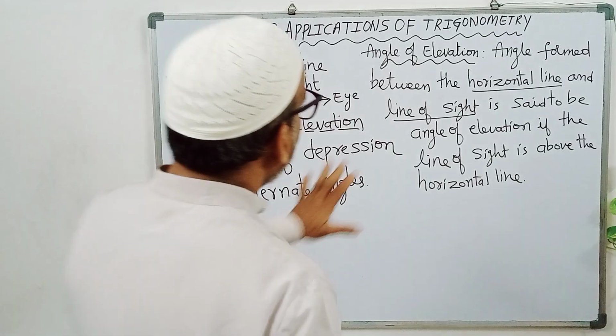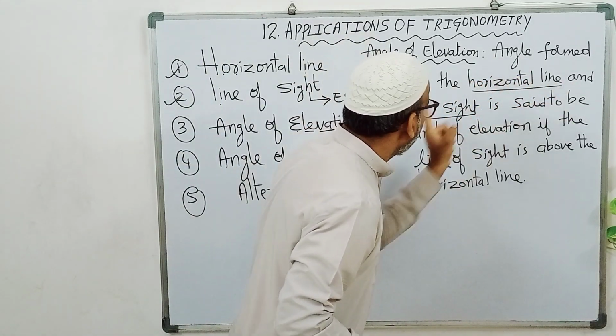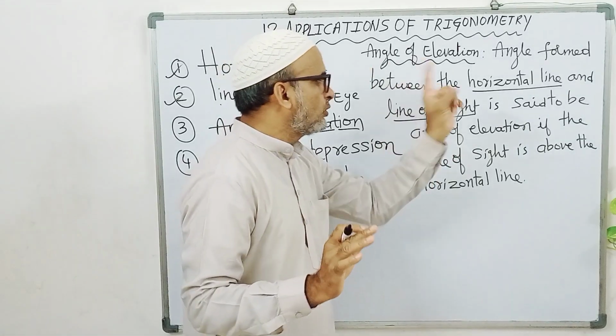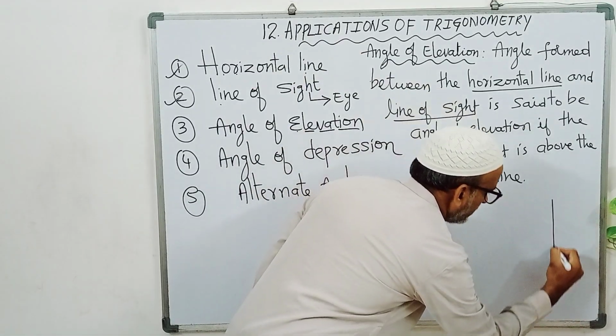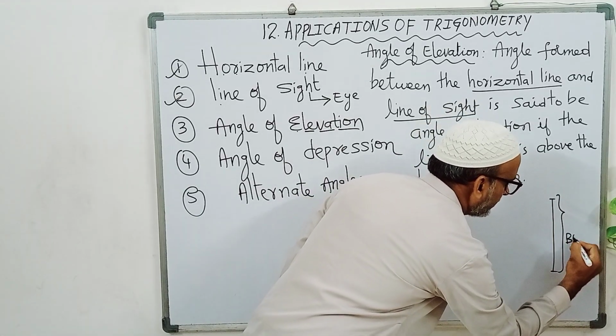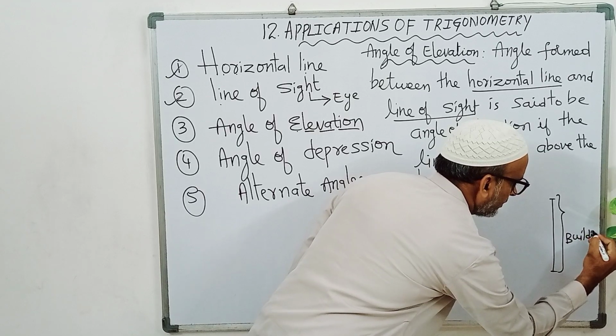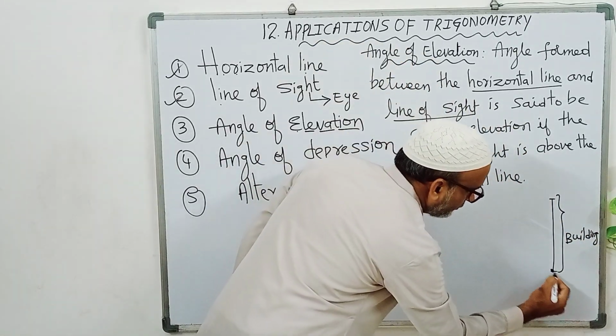What is the meaning of this? The angle formed between the horizontal line and the line of sight. Here these are two important points. Now I am giving one example. This is one building I am taking. Suppose this is the building. This is the foot of the building.